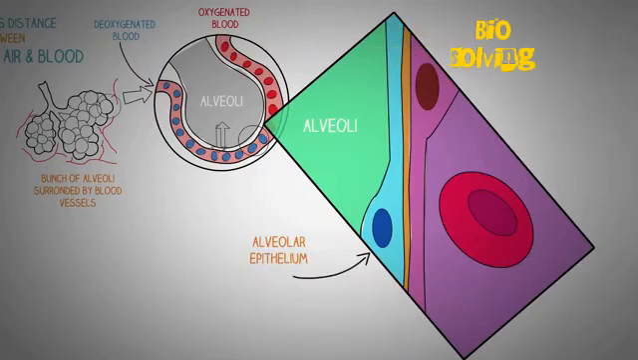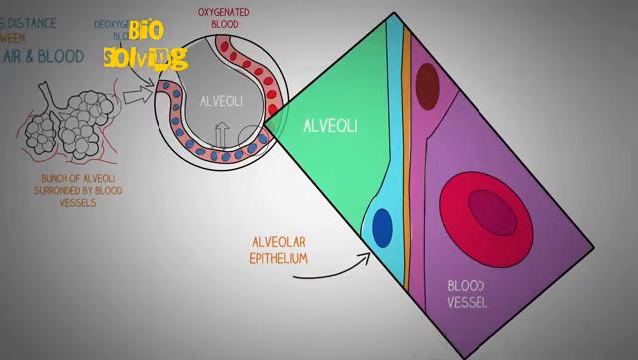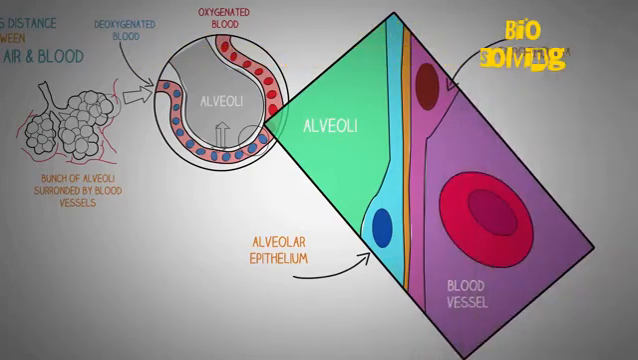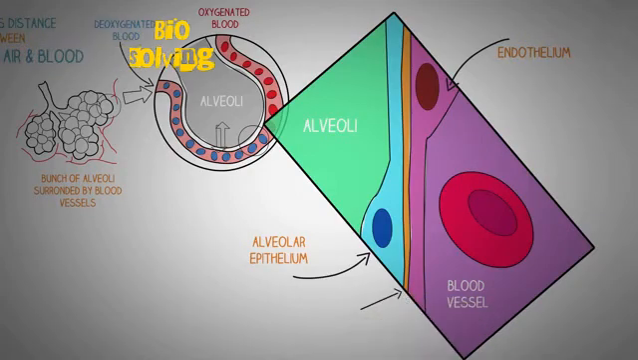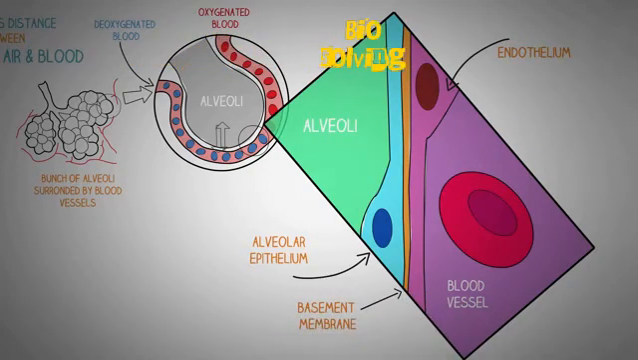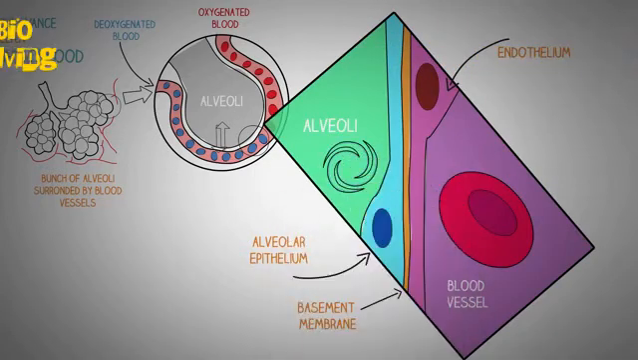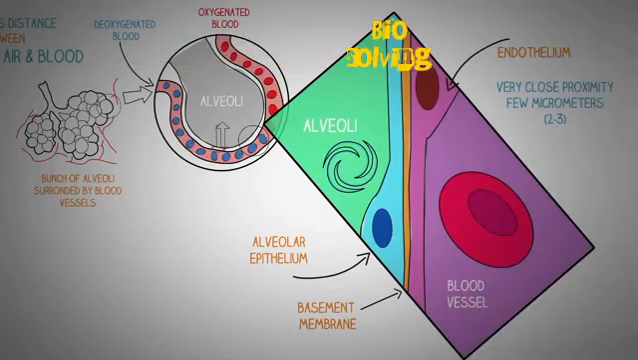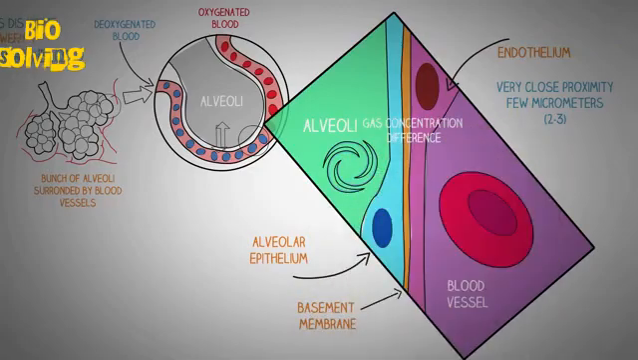The cells in sky blue represent the alveolar epithelium. On the other side, we have the blood vessels which contain the RBCs, and the wall of the blood vessel is the endothelium. In between them is the basement membrane which separates these two cell layers. So you can see clearly that the air that we inhale in the alveoli is in very close proximity, approximately a few micrometers, from the blood vessel.